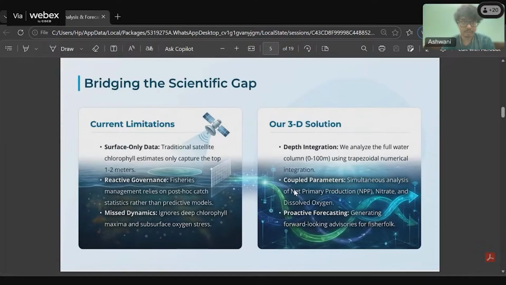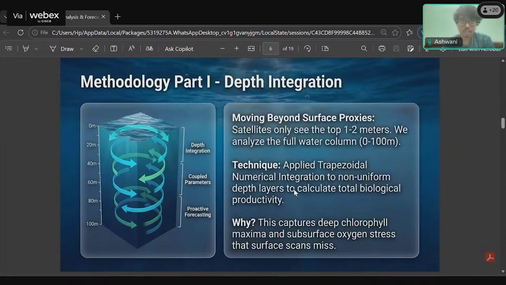So how are we doing it? Our methodology involves the depth and the multiple parameters, and we are combining all these five parameters into a single parameter, and based on that parameter, we are identifying the potential fishing zones, and we are doing this for a depth of 100 meters, as I have talked about earlier.